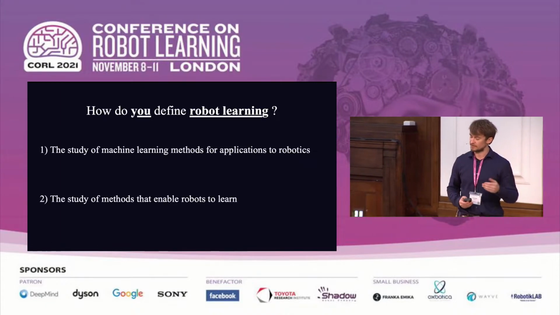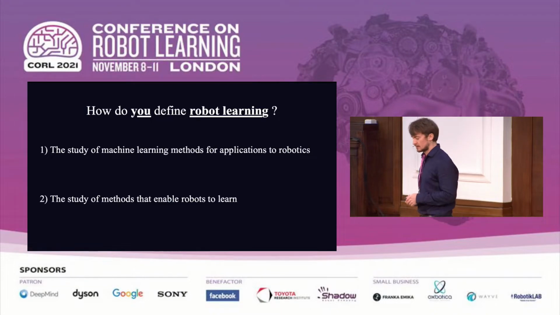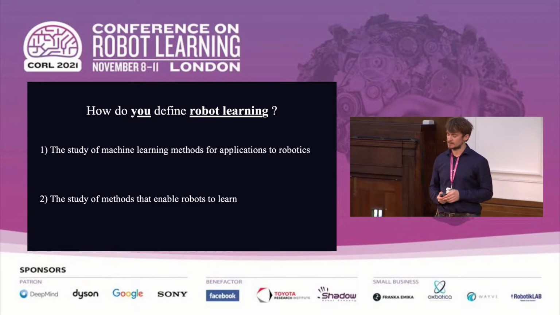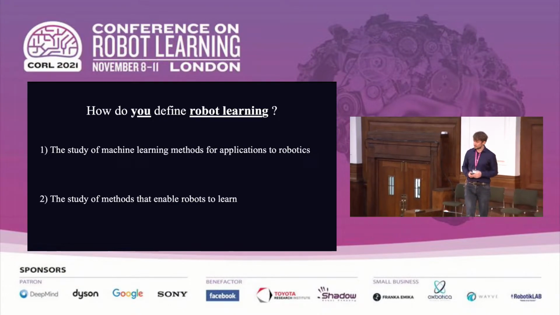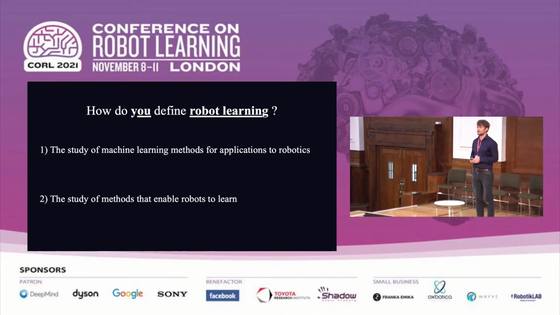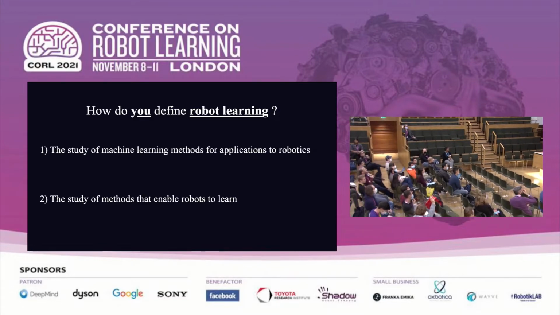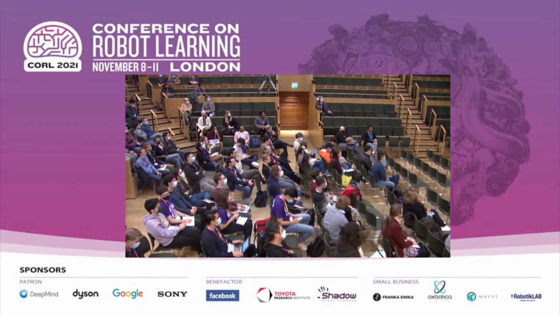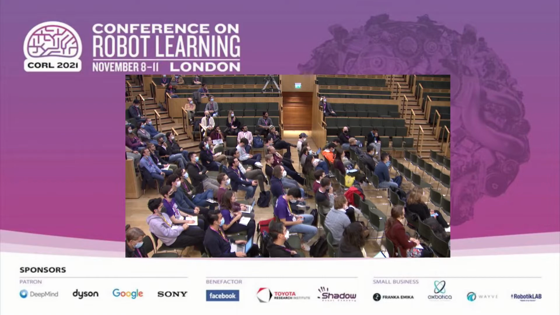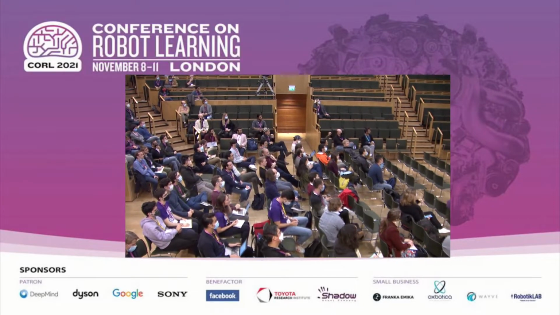So the first option is you define robot learning as the study of machine learning methods for applications to robotics. The second is that you define robot learning as the study of methods that enable robots to learn. So there's a slight subtle difference there. Just have a look at those, and I'll ask you in a moment to put your hand up and tell me which one you agree with. Okay, so please put your hand up if you think that robot learning is the study of machine learning methods for applications to robotics. Okay, about 10 people. Okay, very brave. Put your hand up if you think that robot learning should be the study of methods that enable robots to learn. Okay, so you guys, most of you agree with me.